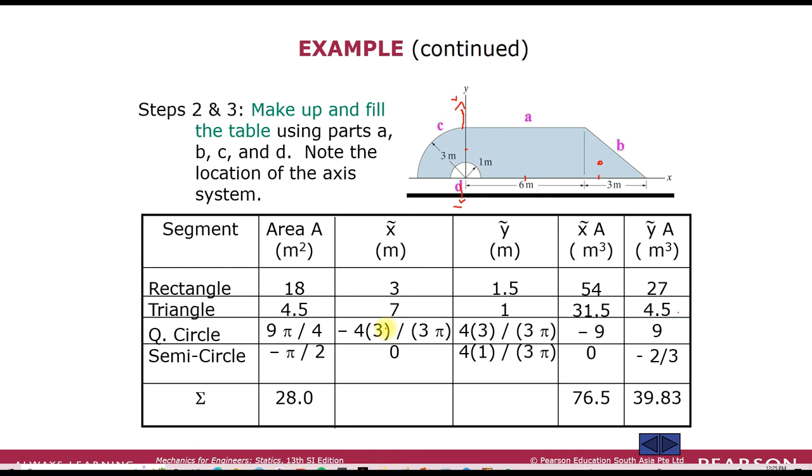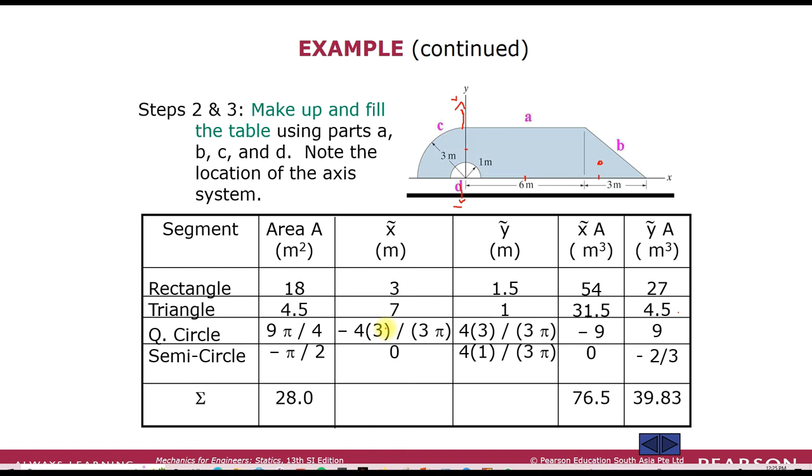So the x times A here would be 9 pi over 4 times minus 12 over 3 pi, so we get the value of minus 9. And also for y times A, again, 9 pi over 4 times 12 over 3 pi, you get the value of 9. Next, for the semicircle, because it's a hole, we just consider it negative, we just want to remove it.